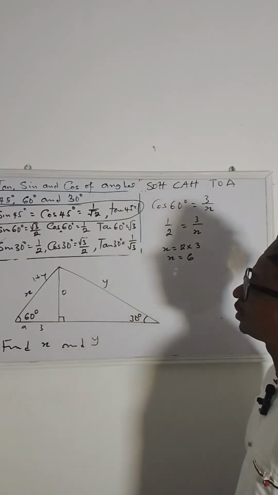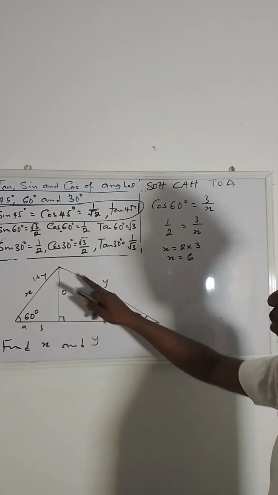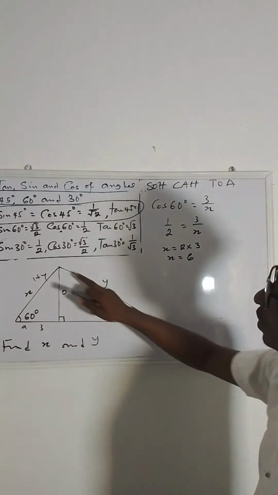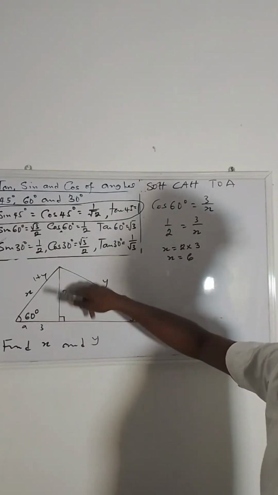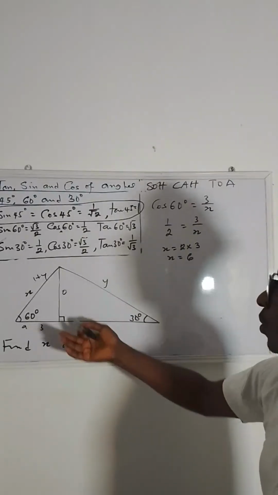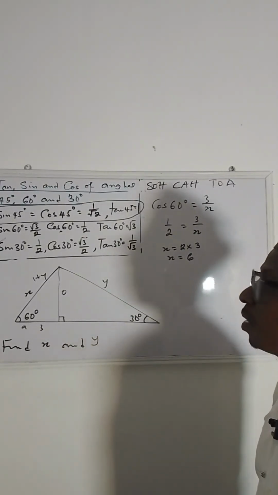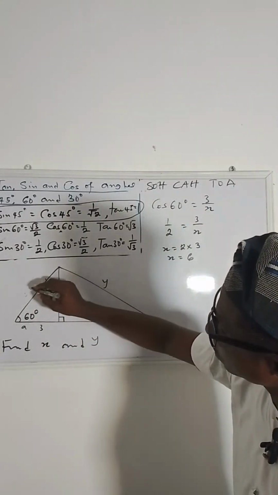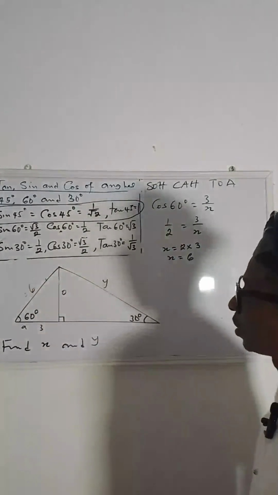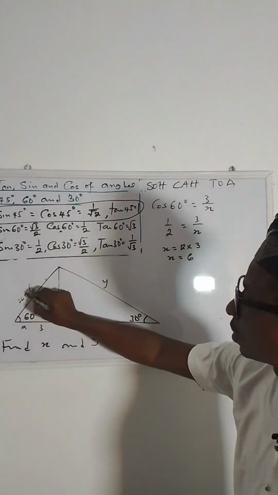Now, the next thing is to get this. Look at this triangle now. None of the sides is known, so I have to find a way of getting this side. So I can make use of Pythagoras theorem, since this side is now 6, which is your x.